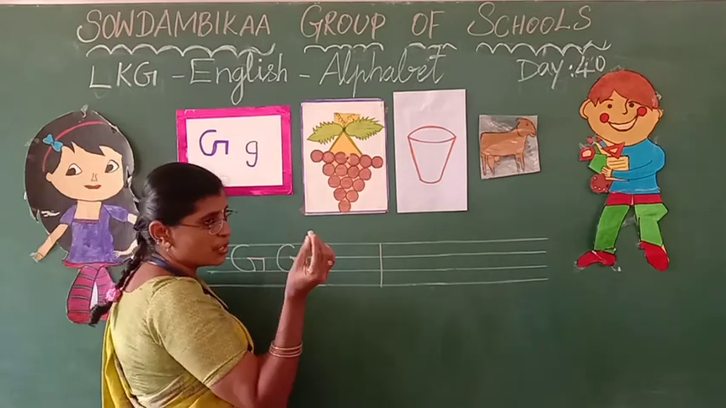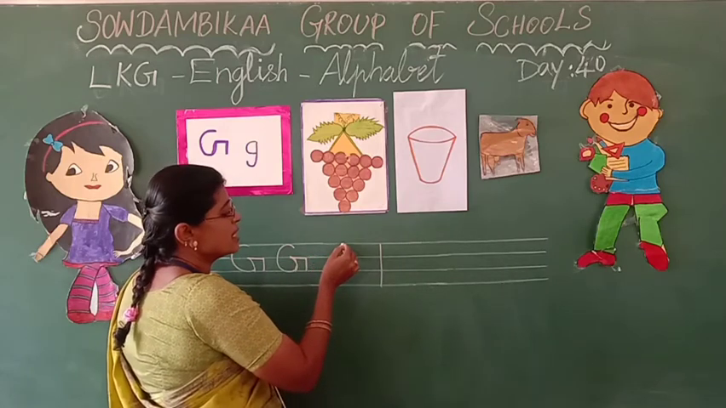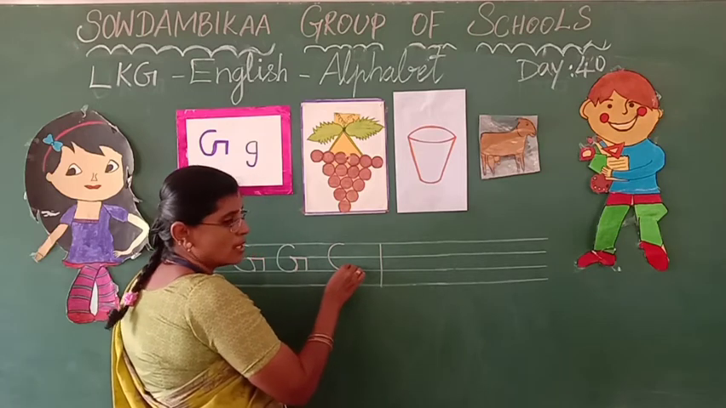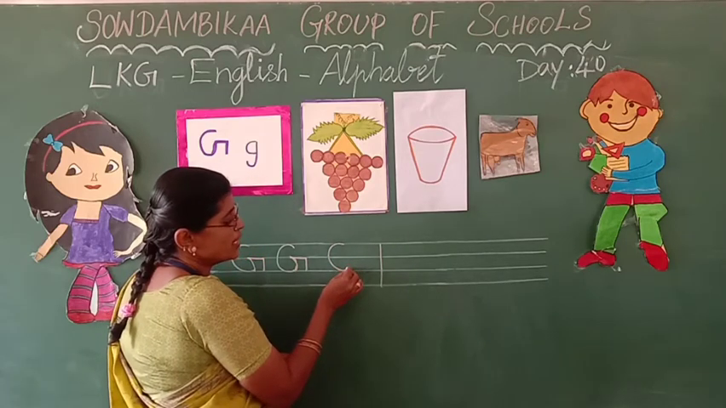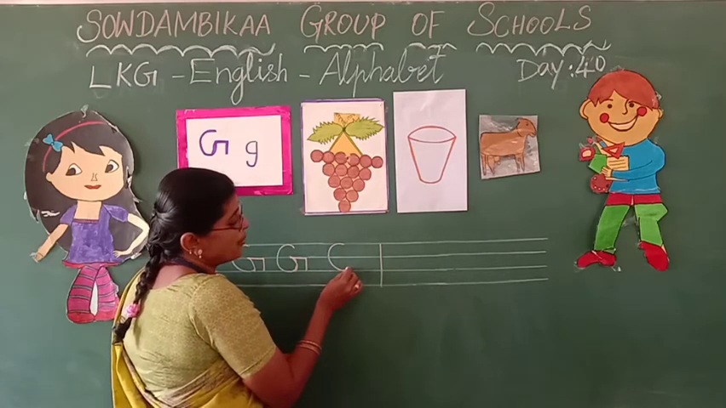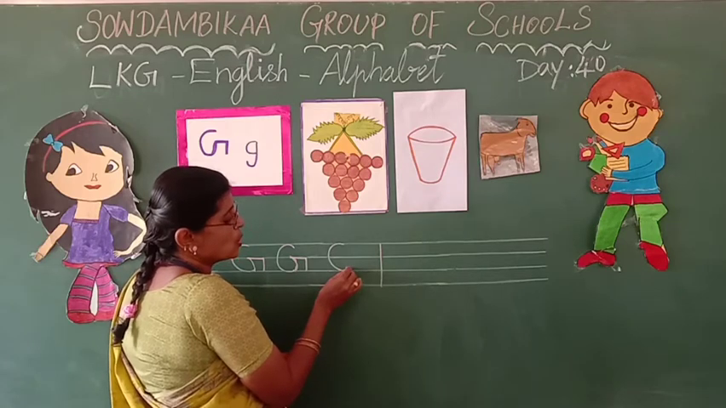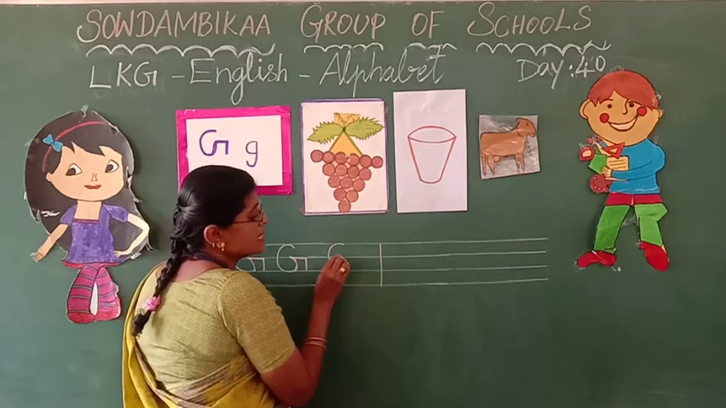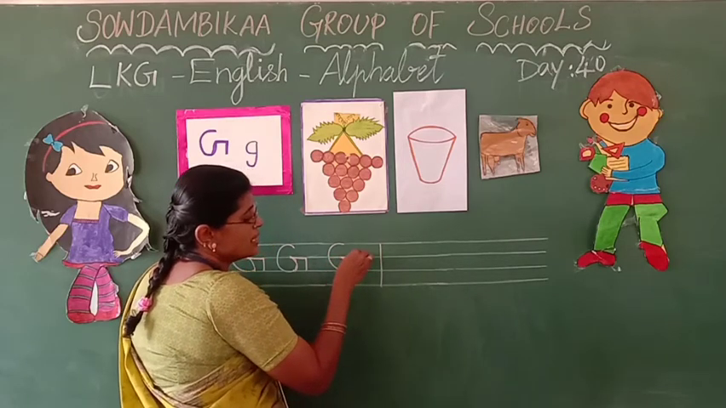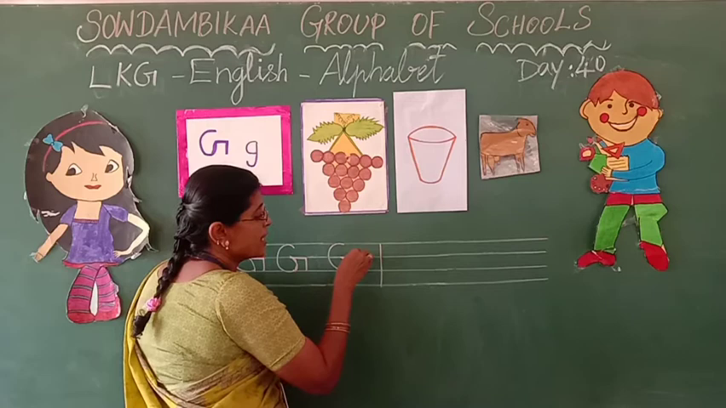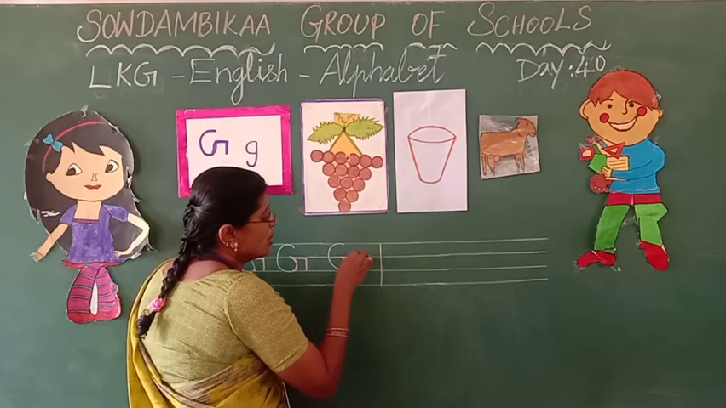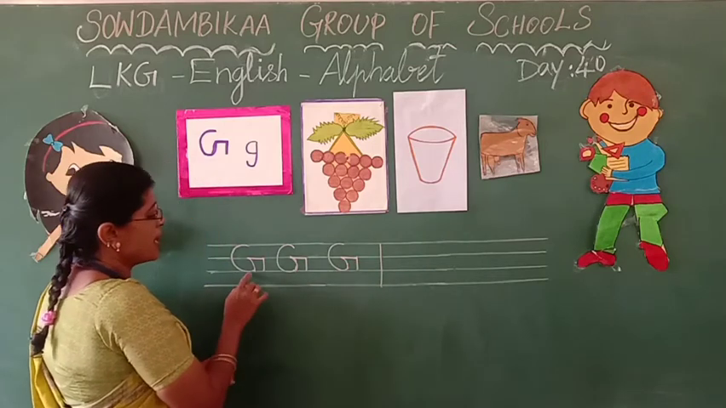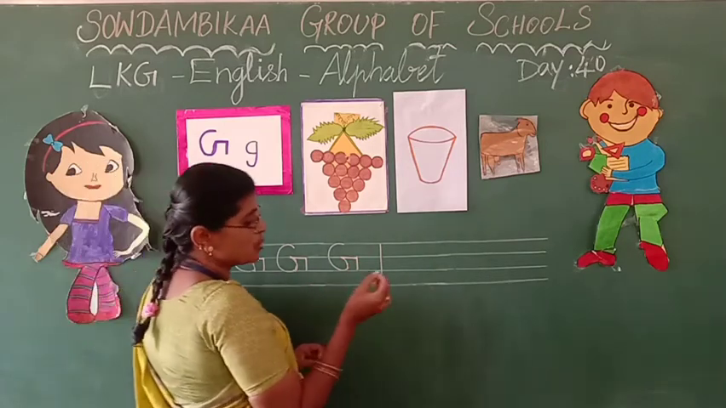Dear cuties, keep your pencil, touch the red line to third blue line, open curve. Next, join the closing curve, second blue line. Then join the sleeping line. Then join the standing line. Second blue line to third blue line, standing line. Capital G. Here it is.